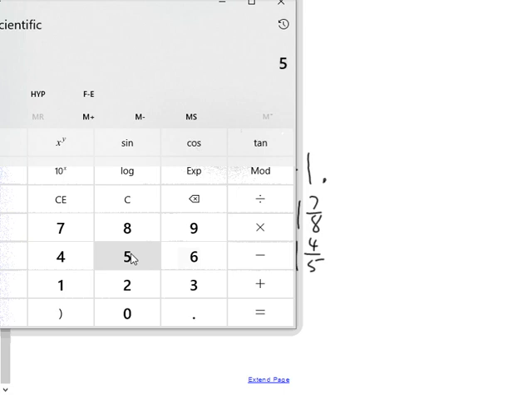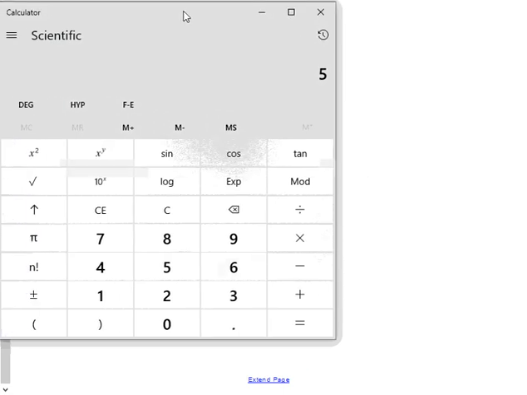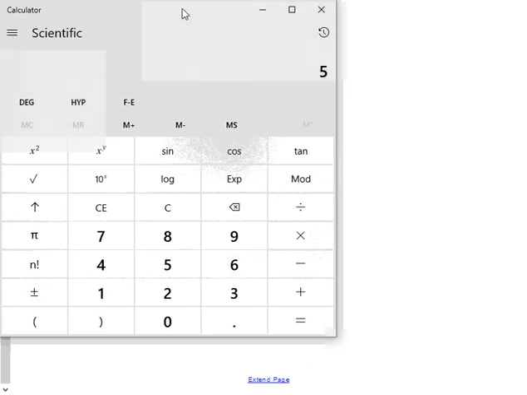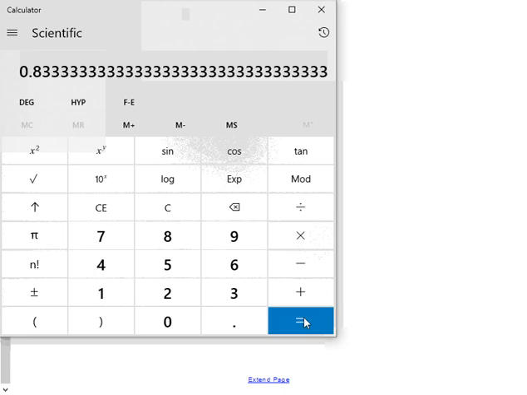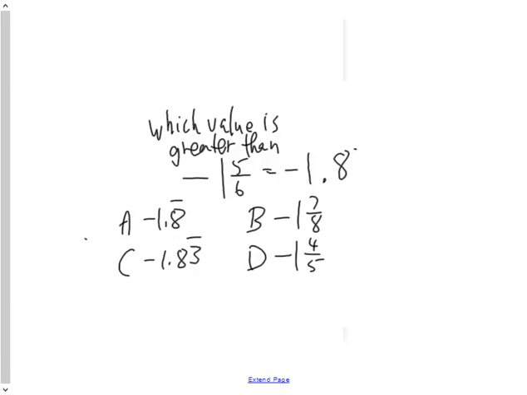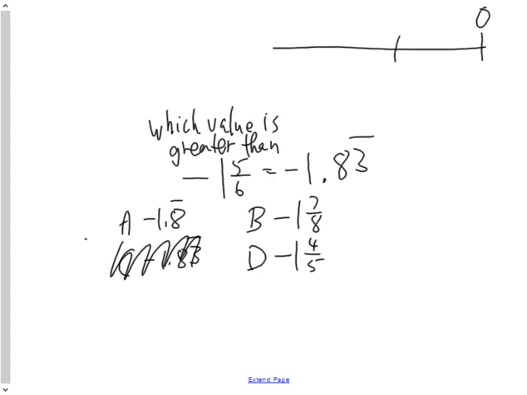What is 5 divided by 6? And it tells me decimal 83 repeating. So this is exactly the same thing as this. So obviously I can eliminate C as my answer because that is the exact same thing and it's not greater. Then I have to look, on a number line, if I put 0 here, negative 1 here, negative 2 here, the farther something is from 0, the greater it is.